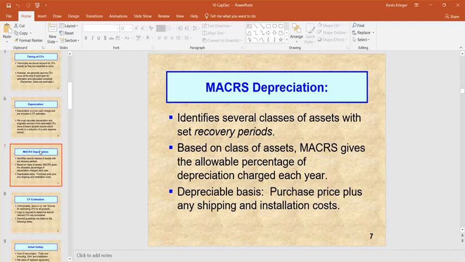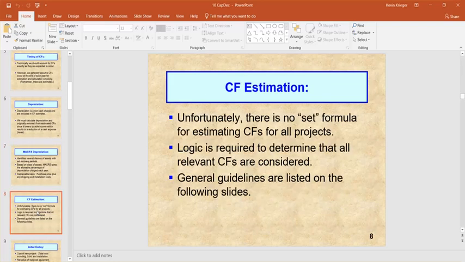Not only is the purchase price, the sticker price, if you will, of an asset depreciable, but so are any shipping and installation costs that are tied to it as well. Those will also be included in the depreciation framework.